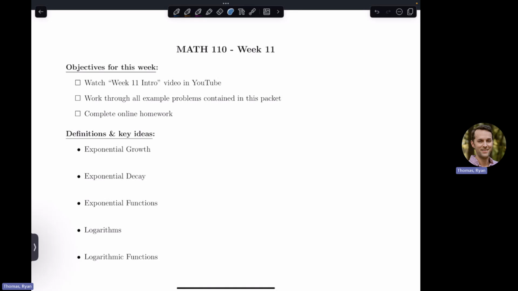The next couple of weeks, we're going to be talking about exponential functions and logarithms. Logarithms we'll get to later, so we're not going to worry about that right now. But this week, we're going to be looking at these things as functions, and an important idea to really understand what's going on there is to first understand what we're talking about when we talk about exponential growth or exponential decay.